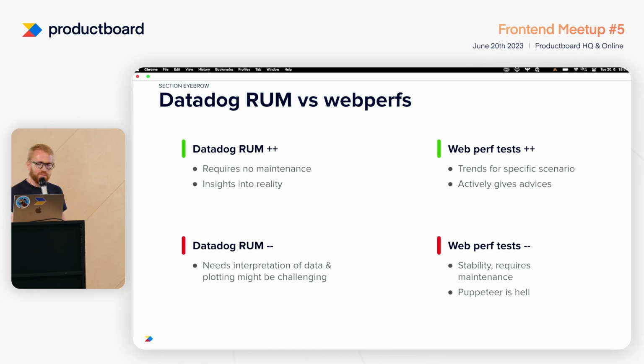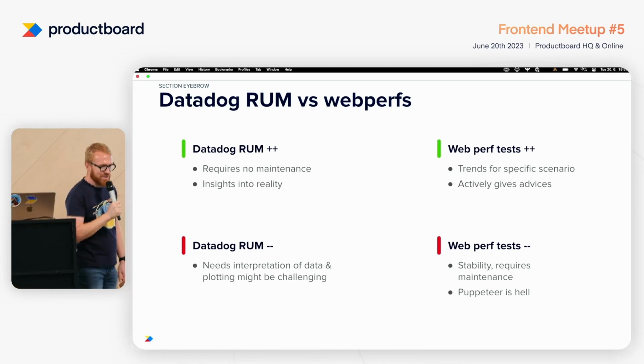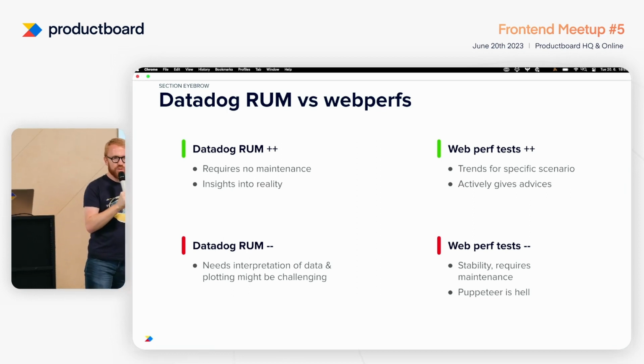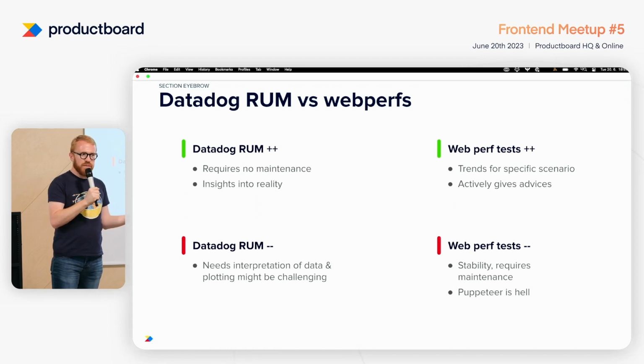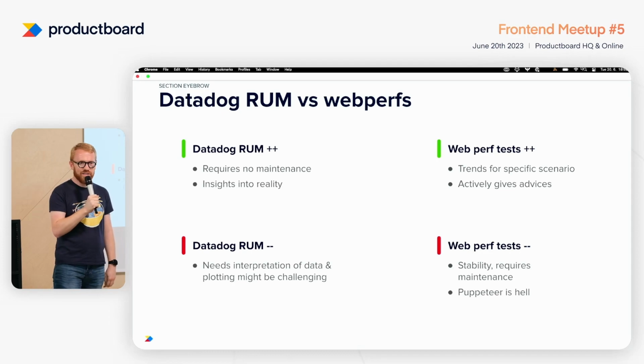Whereas Datadog works out of the box. But in my case, it's nice to combine these two things together. In Datadog, you see overall performance, and you can use it to spot specific problems. And once you acknowledge these specific parts that are causing problems, you can then go and write the performance test for that scenario.